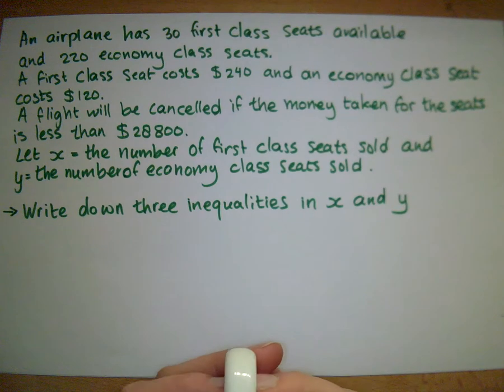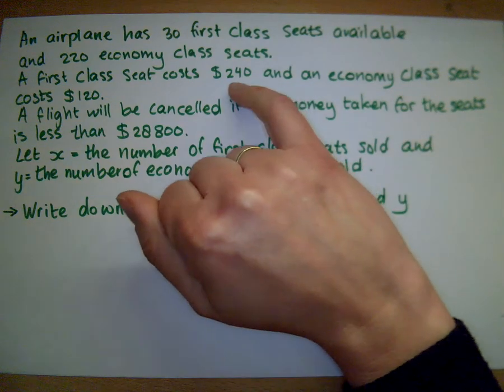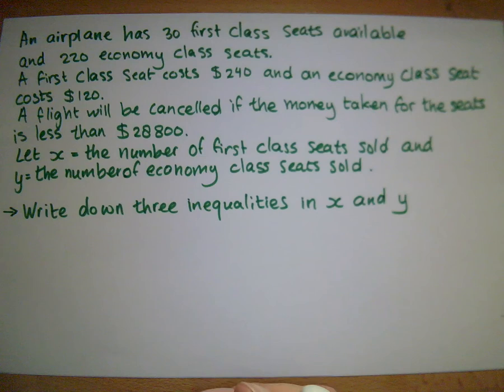Let's read the story. An airplane has 30 first class seats available and 220 economy class seats. A first class seat costs $240 and an economy class seat costs $120. First class is like twice as much, right? It's a major difference. A flight will be canceled if the money taken for the seats is less than $28,800. In that case, if it doesn't bring in at least that amount of money, then the costs are probably too high, so they won't let it fly.